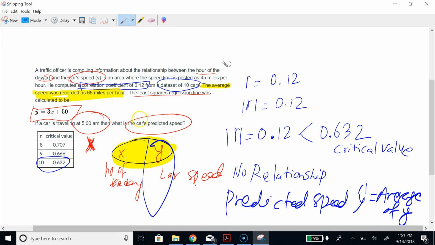your car's predicted speed, traveling at 5 a.m., going to be just 68 mph, miles per hour. That's the answer. I hope this helps you to answer the question in the Canvas quiz.